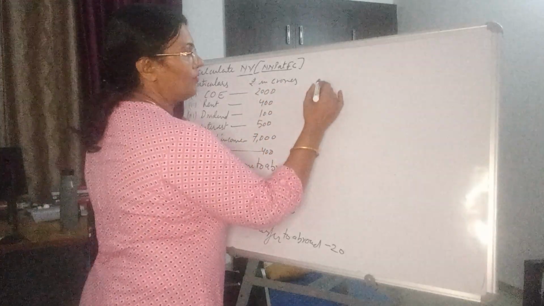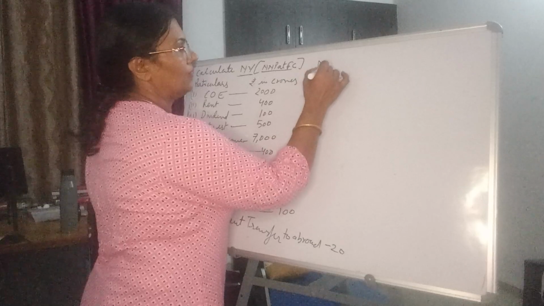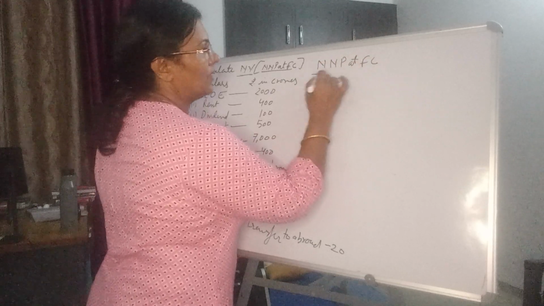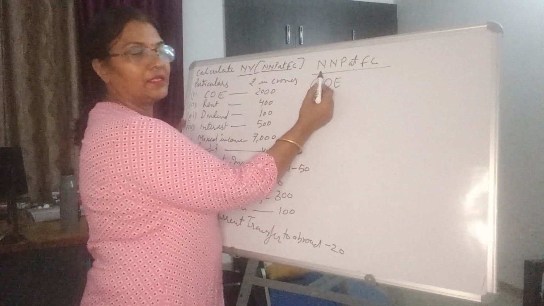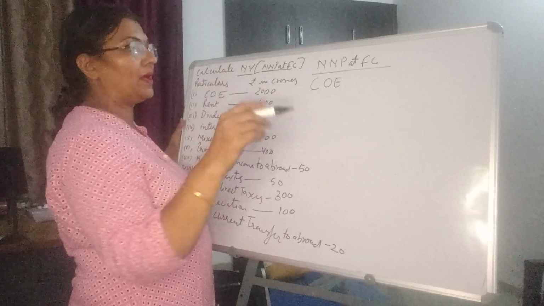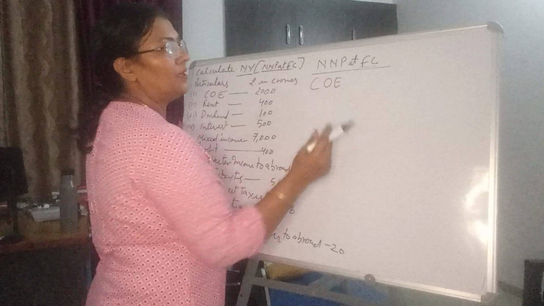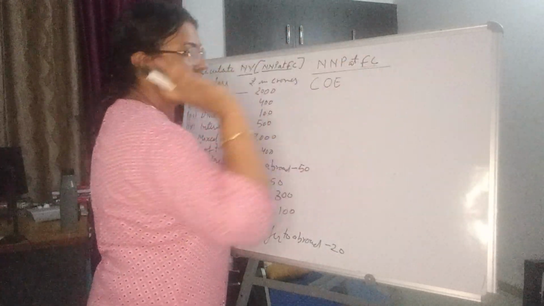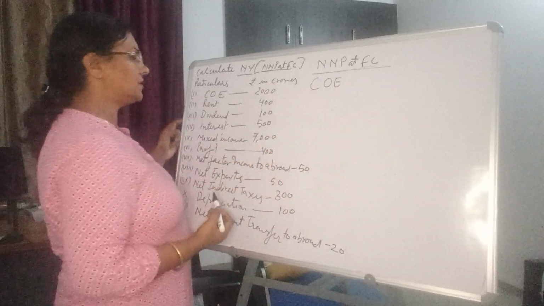First of all, we will write the formula, COE. What are we calculating? NDP at FC. What does it mean? We are not including depreciation because it is net. We are including the net factor income from abroad, and we are not including NIT. We are including subsidies and not including IT. So this is NNP at FC. The first component was COE.